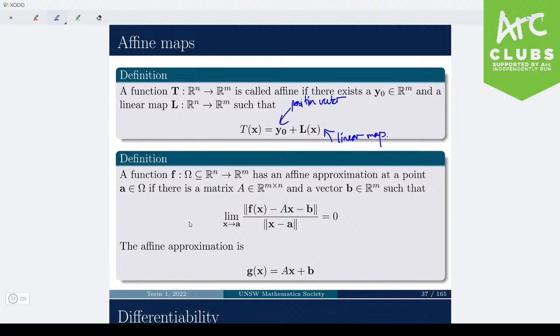A function f has an affine approximation at a point A if there is a matrix A and a vector B such that this happens. It's basically saying that our f(x) is very closely approximated by Ax plus B, thus an affine approximation, because affine in a sense means linear. And this denominator here is just a weighting to scale it. The affine approximation is this, as I stated here.